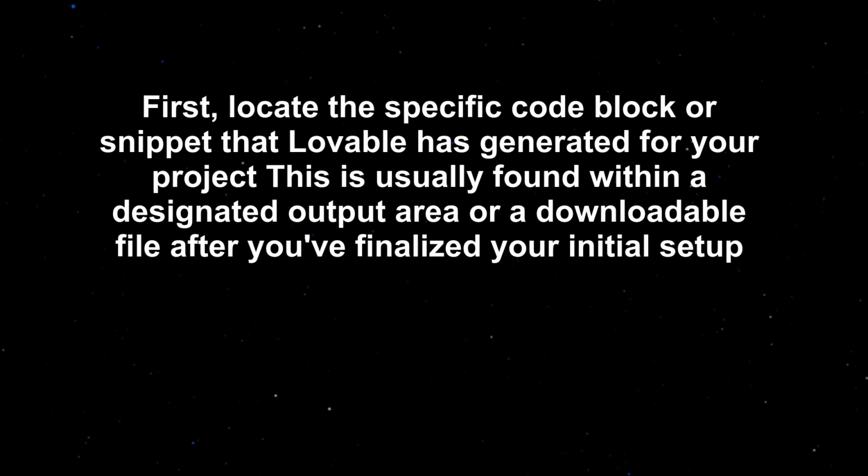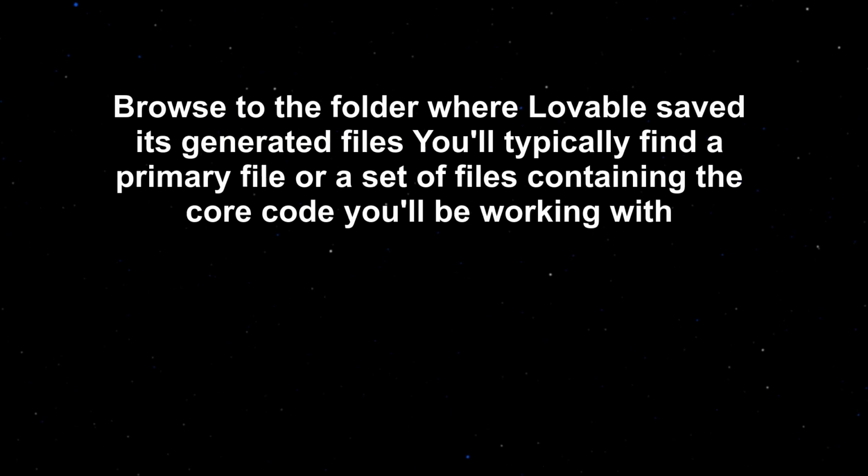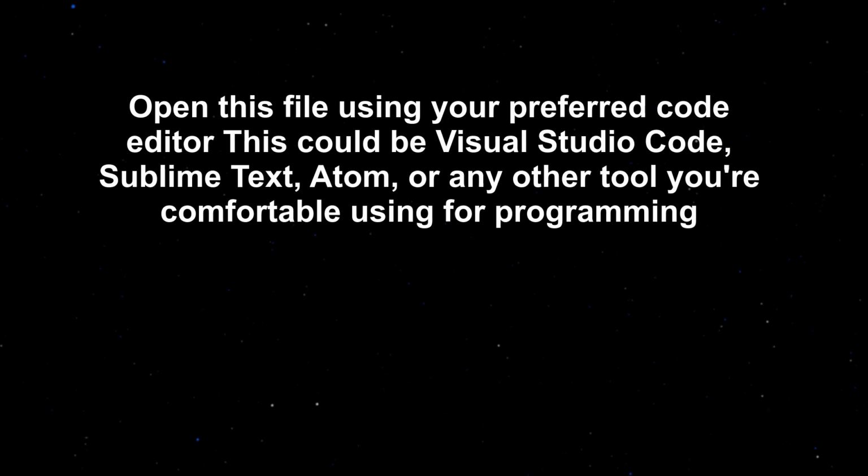After you've finalized your initial setup, browse to the folder where Lovable saved its generated files. You'll typically find a primary file or a set of files containing the core code you'll be working with. Open this file using your preferred code editor. This could be Visual Studio Code, Sublime Text, Atom, or any other tool you're comfortable using for programming.